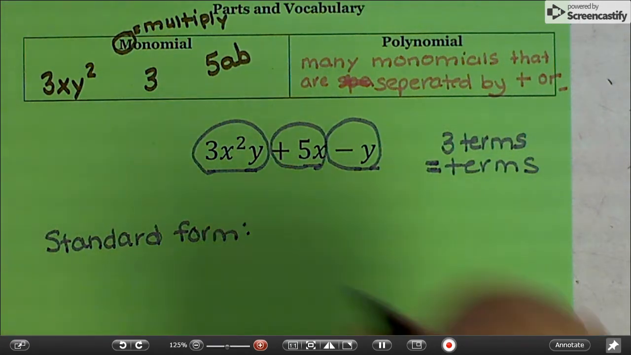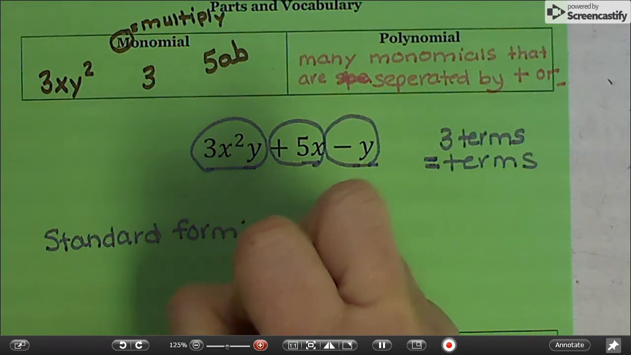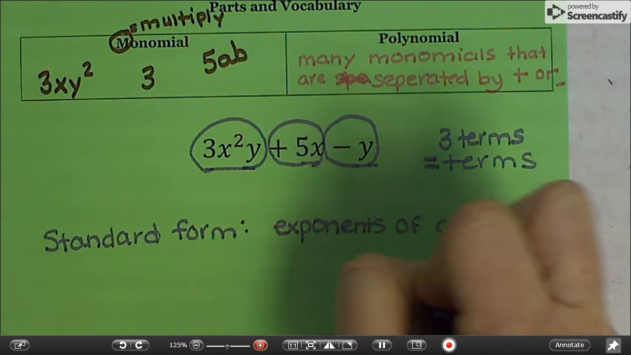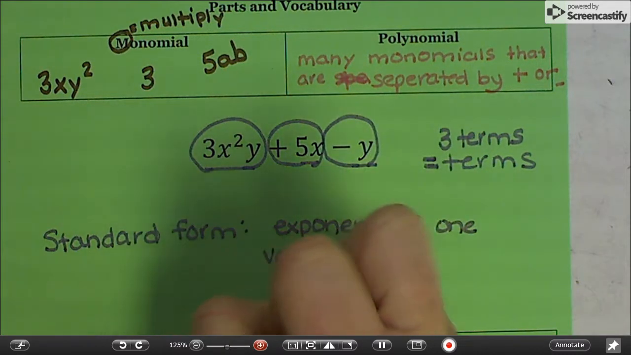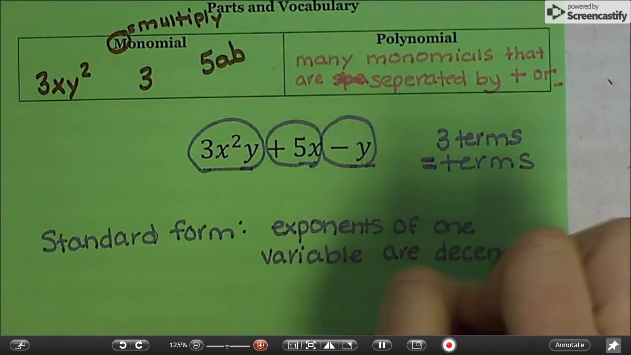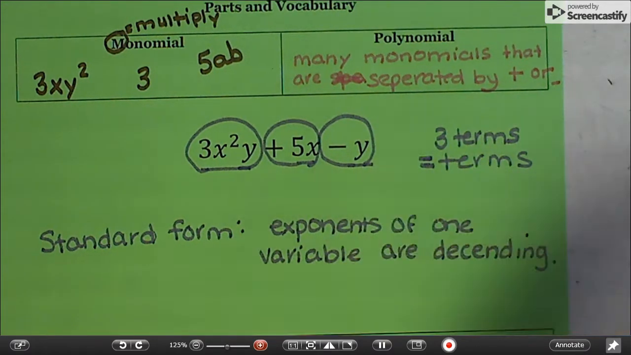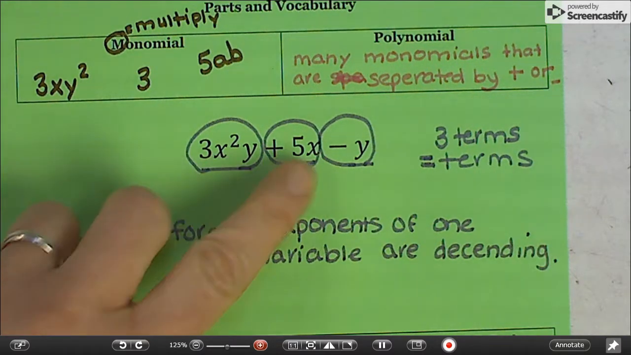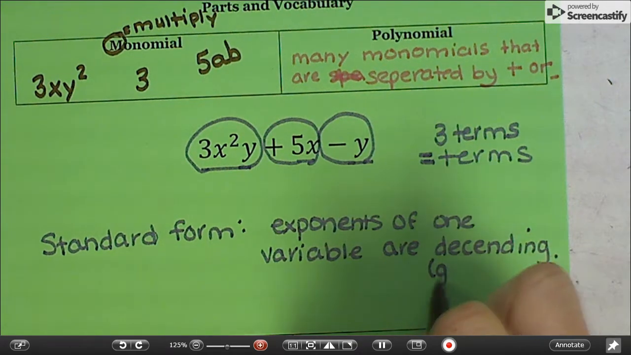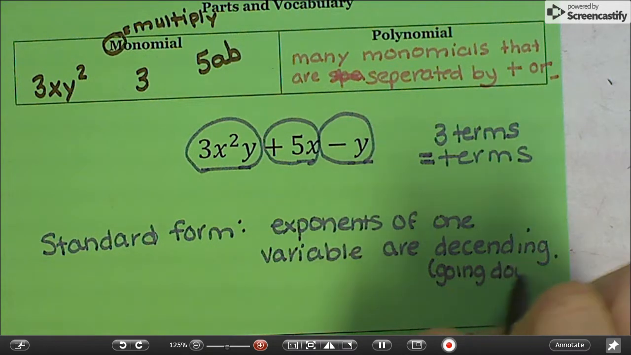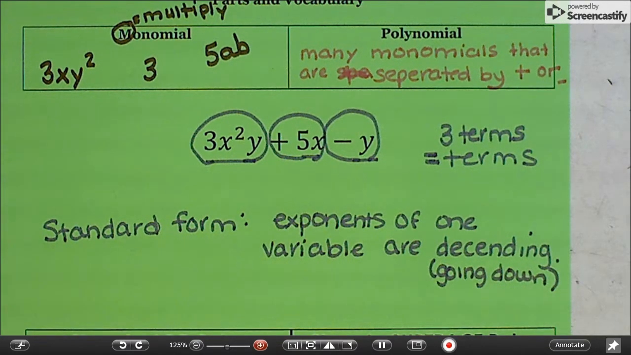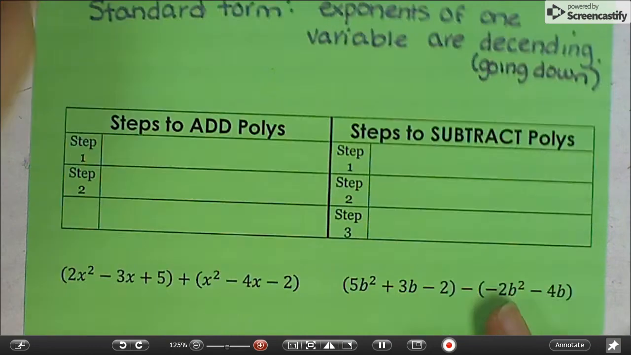Standard form means that the exponents of one variable are descending or going down. So if you look at the x's, there's a 2, then a 1, and then nothing. So this is in descending order. Okay, so that's the basic stuff you need to know. Now I'm going to show you how to add and subtract these little guys.